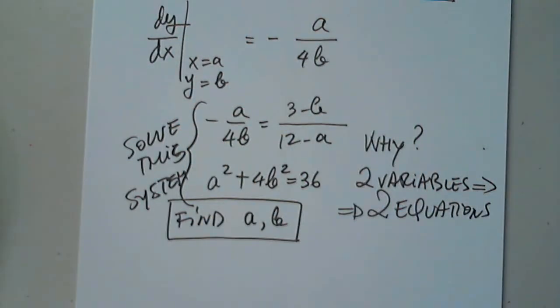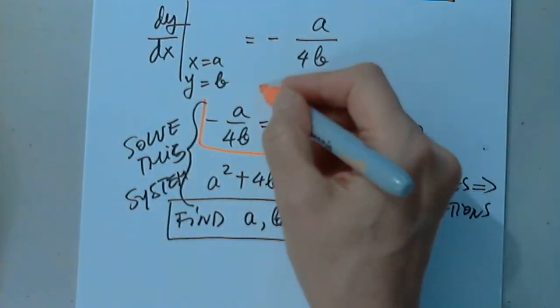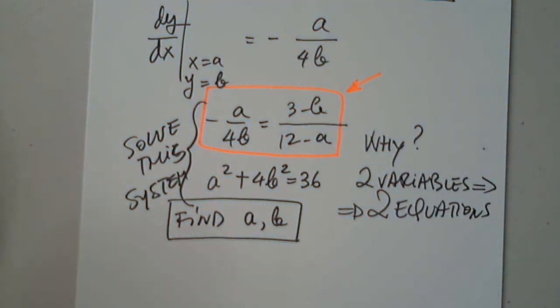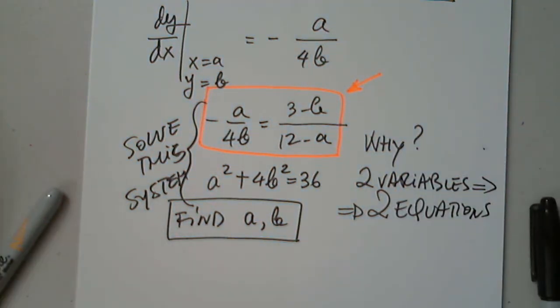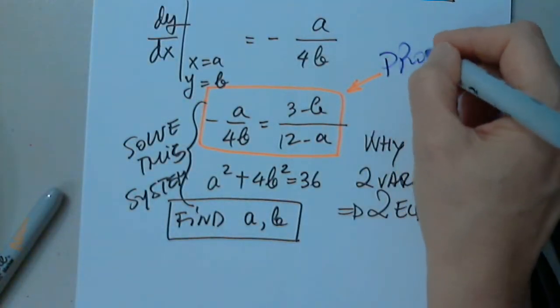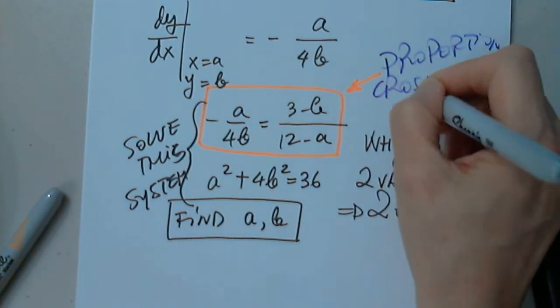Can anyone refresh our memory on what this is? What is it? Because if I know what it is, I'll know how to handle it. Say that again. We cross multiply. Excellent, brilliant. Who was that? Victoria. Thank you. It's a proportion. We must cross multiply.